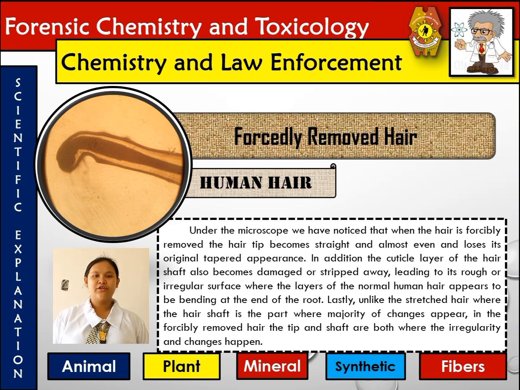Forcibly removed hair. Under the microscope, we have noticed that when the hair is forcibly removed, the hair tip becomes straight and almost even, losing its original tapered appearance. In addition, the cuticle layer of the hair shaft also becomes damaged or stripped away, leading to a rough or irregular surface where the layer of the normal human hair appears to be bending at the end of the root. Lastly, unlike the stretched hair, where the hair shaft is the part where the majority of change appears, in the forcibly removed hair, the tip and shaft are both where the irregularity and changes happen.